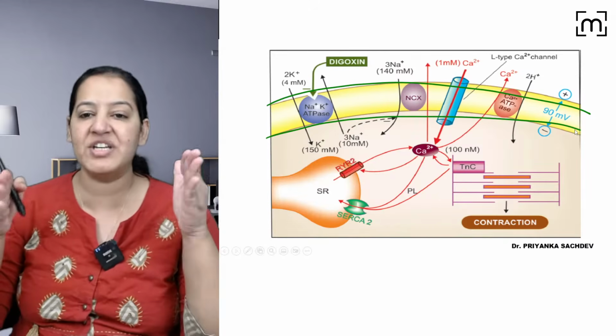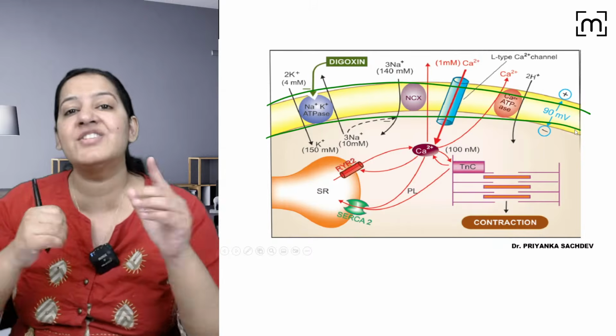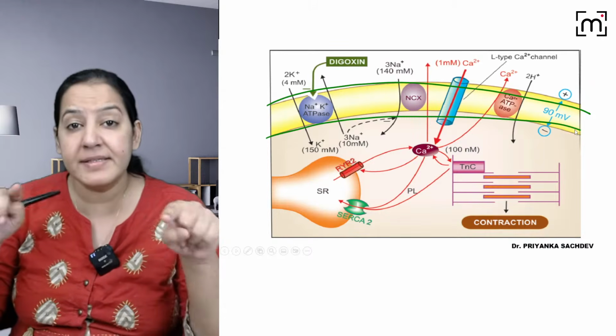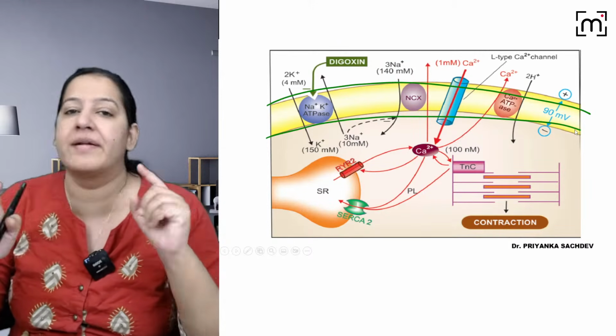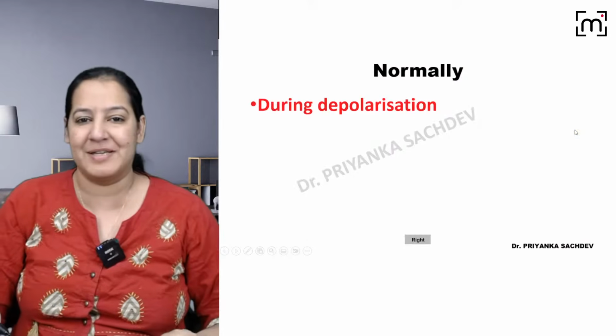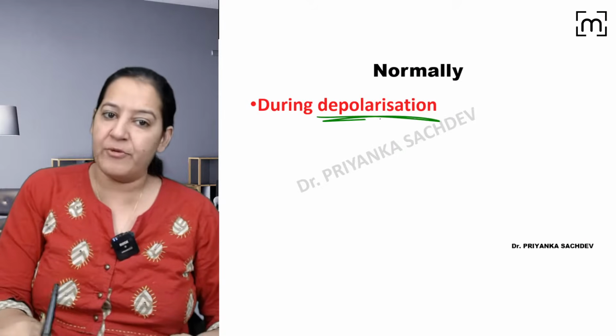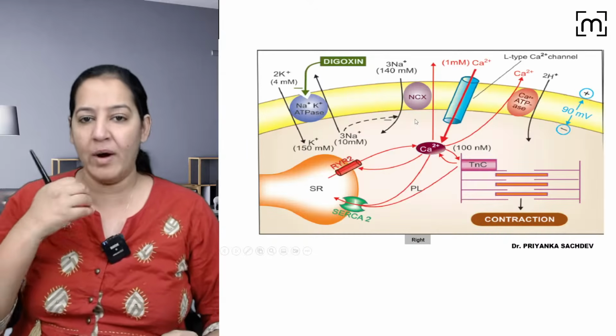Students don't even have imagination of where this cell came from. What is this cell? Where did this cell come from? This cell is a left ventricle myocardial cell. Right? Give me a thumbs up. Now when the wave of depolarization is coming to this cell, what happens?